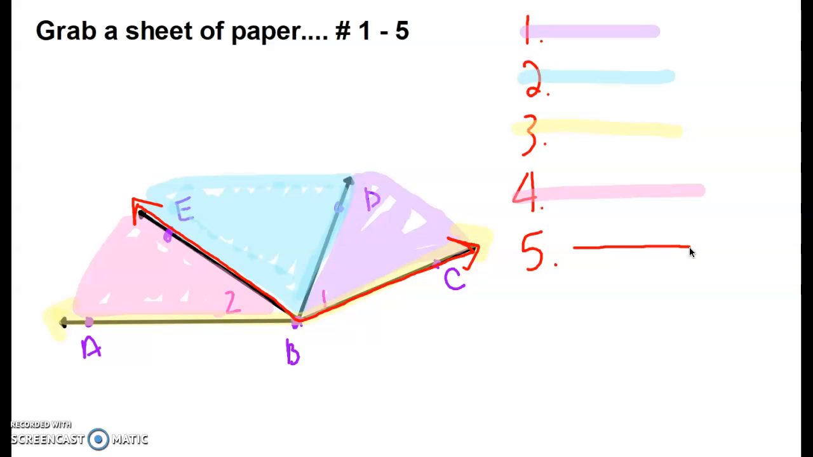All right, once you have 1 through 5 written down, what I want you to do is just submit a picture of your assignment under the assignment tab. If you need any more help or if you need any help with submissions, just reach out. Good luck.